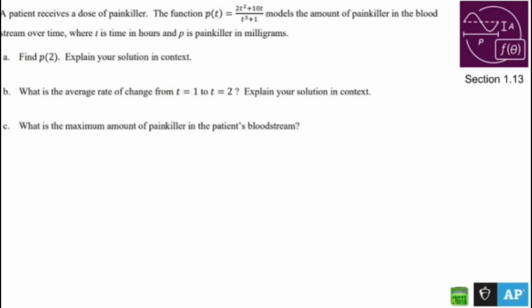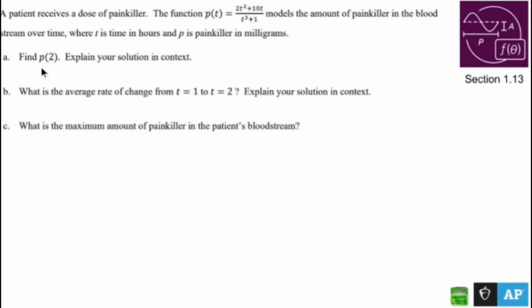A patient receives a dose of painkiller. The function P of t equals, in the numerator, 2t squared plus 10t, denominator t cubed plus 1, and it models the amount of painkiller in the bloodstream over time. T is hours. P is painkiller in milligrams. It's a calculator problem. We're going to need it with this ugliness.